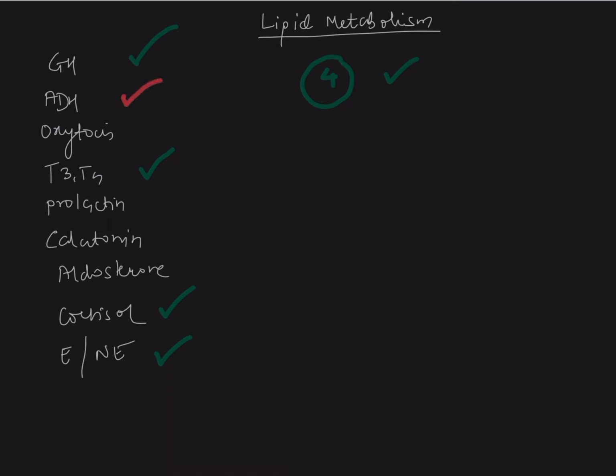ADH, no effects. Oxytocin, no effects. Prolactin, no effects. Calcitonin, no effects. Aldosterone, no effects. So 5 have no effects. Now let us see what these 4 have effects on lipid metabolism and do we have a commonality between their actions.